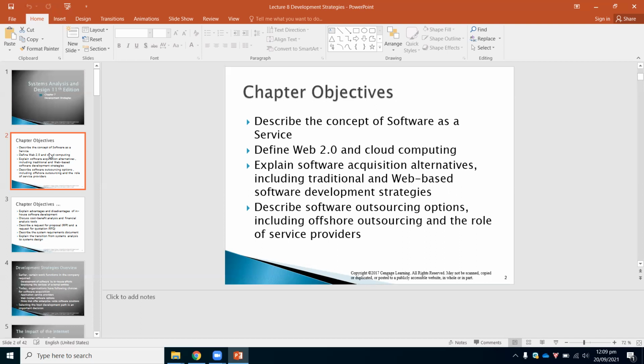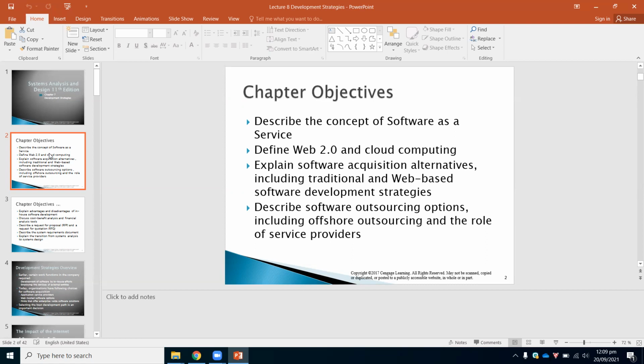We'll also define what Web 2.0 is. By the way, we are living in the environment of Web 3.0, but we will define Web 2.0 and cloud computing. Why Web 2.0 and not Web 3.0? Because Web 2.0 is where these information systems started to flourish. We'll explain software acquisition alternatives. When we talk about acquisition, we're talking about how we achieve something. Those alternatives are traditional and web-based software development strategies.